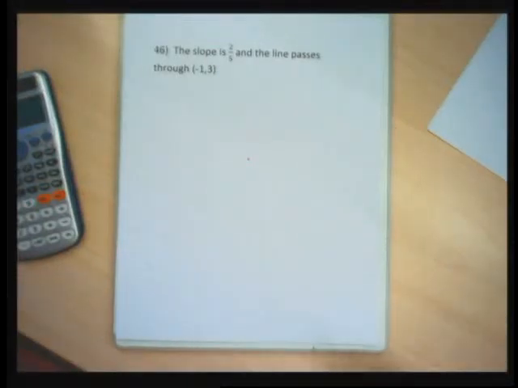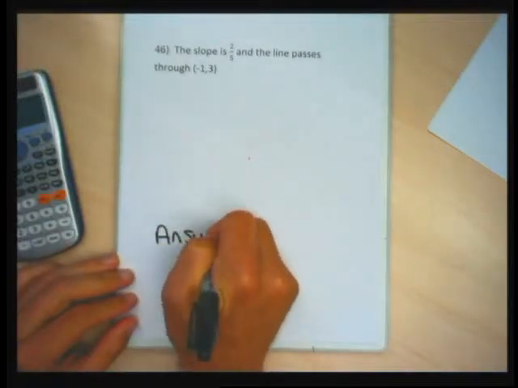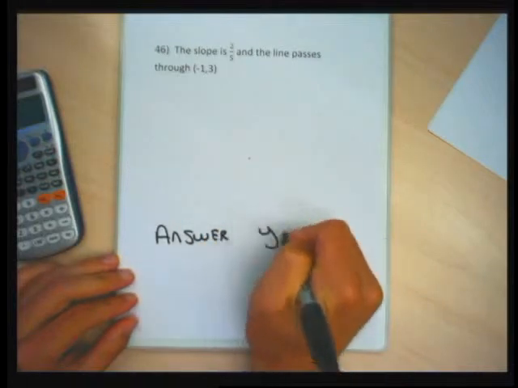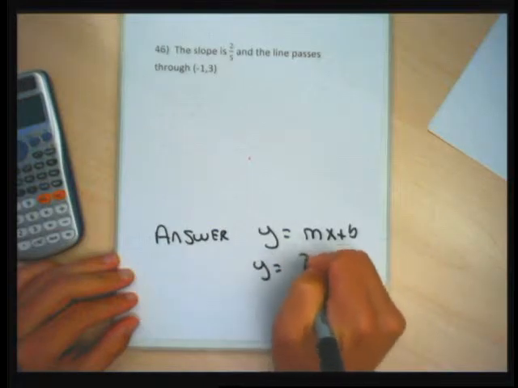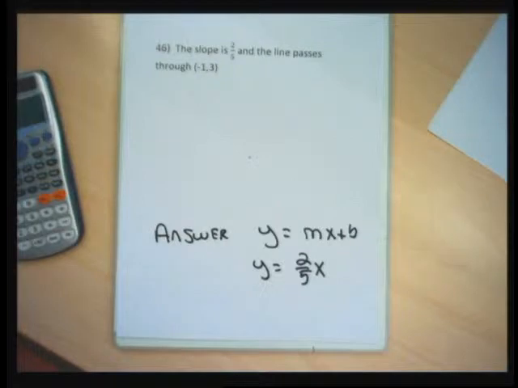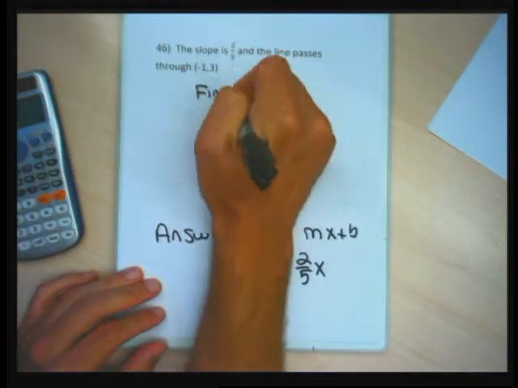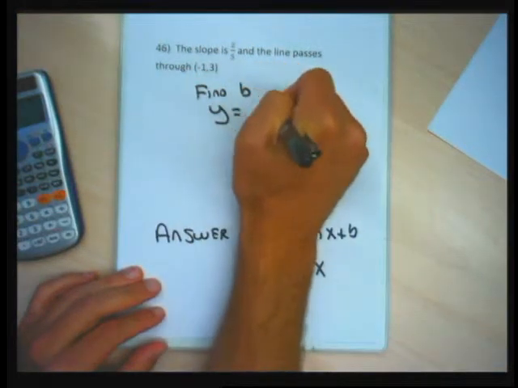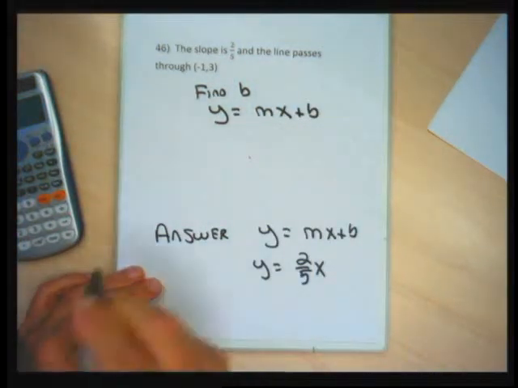So first thing I want to do is know my answer. The answer that I'm going to write has to be in the form y equals mx plus b, but I replace the m with a number that fits the problem. I'm going to replace the m with 2/5, and now I need to find the b. The whole algebra I'm going to do is to find the b in my answer. I'm going to use the equation y equals mx plus b to find my b.